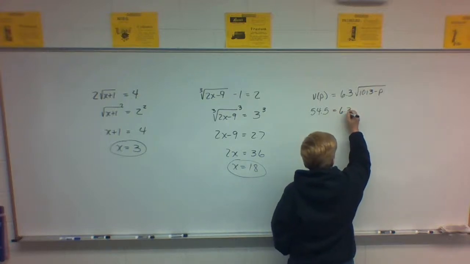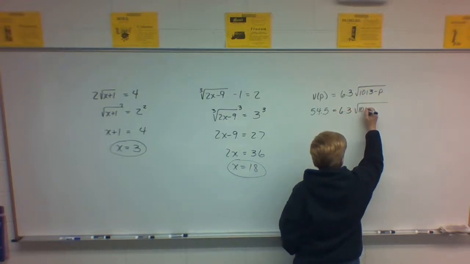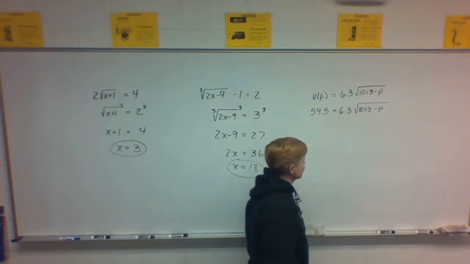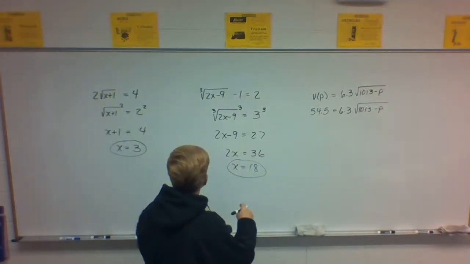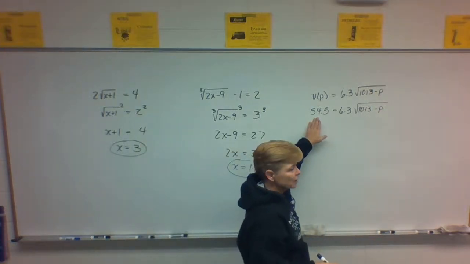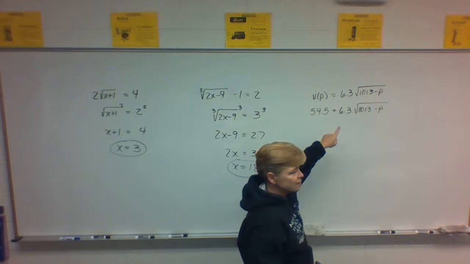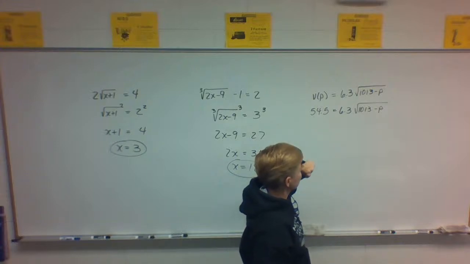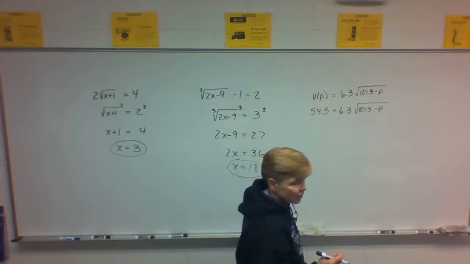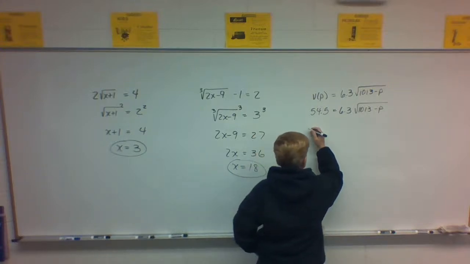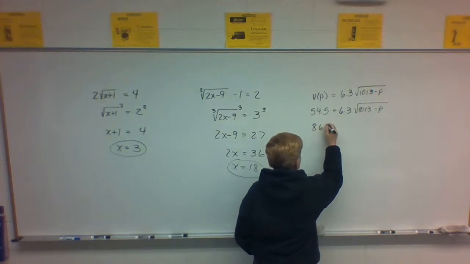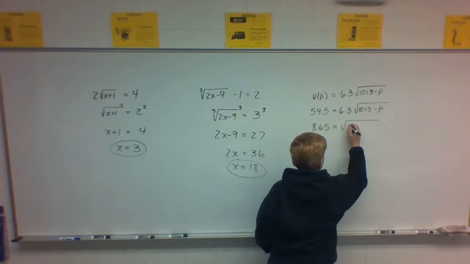54.5 equals 6.3 times the square root of 1013 minus P. So now we're going to try to find the pressure. We're in the very same boat we were over here if we put this in the right place. First thing we do is isolate the radical by dividing by 6.3. So what's 54.5 divided by 6.3? I haven't got my calculator. Tell me. 8.65. 8.65 equals the square root of 1013 minus P. Keep your calculator handy.